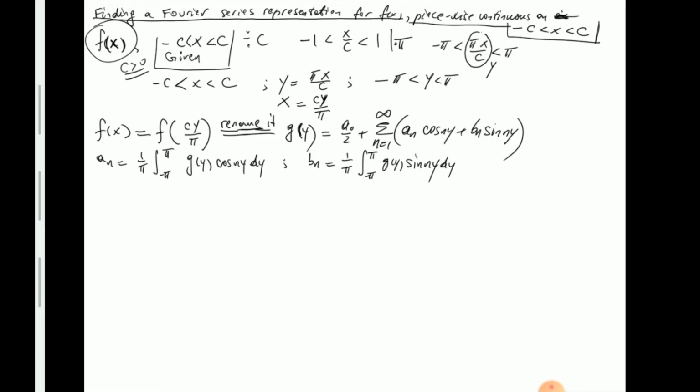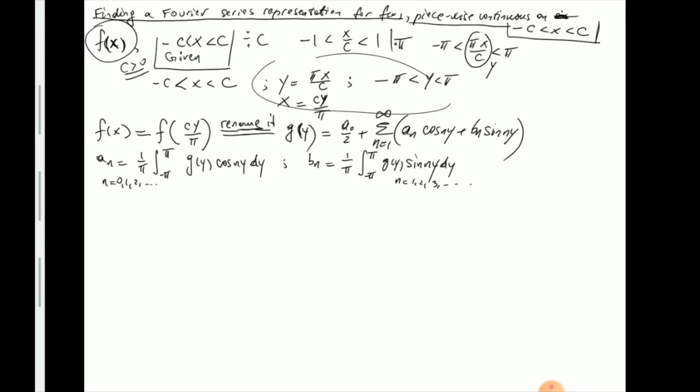Remember, for the cosine coefficients, n goes from 0, 1, 2, and so on, and n goes from 1, 2, 3 for the sine coefficients. So basically, that's all there is to it, really. The only thing we do now, just for convenience, is rewrite these integrals in terms of x, so that you don't have to do this substitution all the time whenever you want to use the integral definition for the Fourier series.